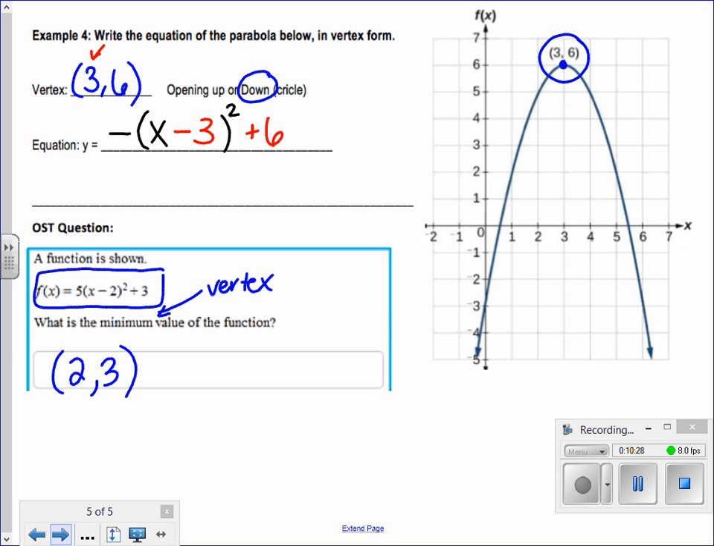We know it's going to be a minimum because the number out in front of the parentheses is positive. So my graph is opening up, which makes that vertex a minimum.